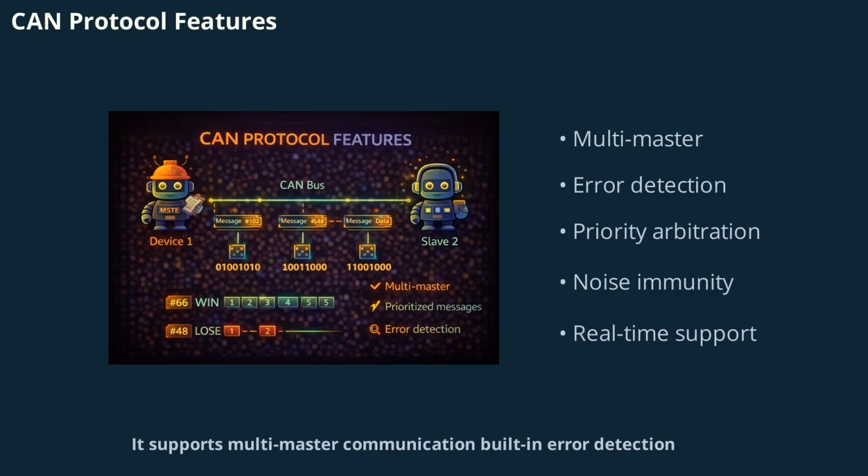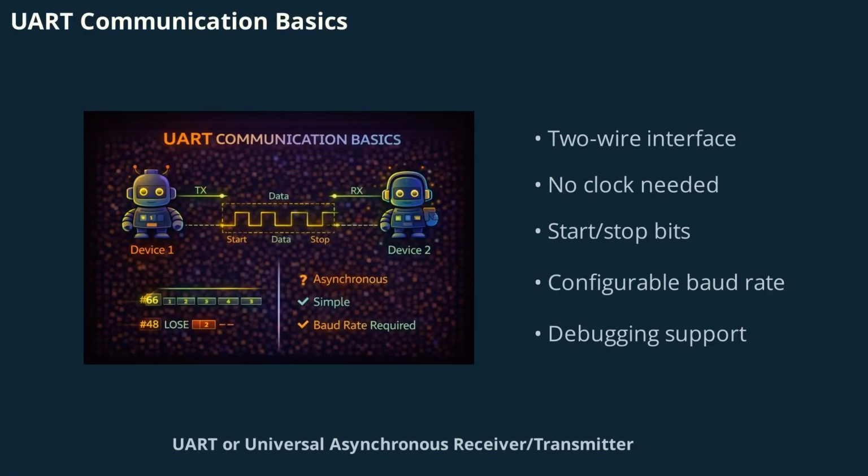CAN, or Controller Area Network, is a robust message-based protocol designed for automotive and industrial applications. It supports multi-master communication, built-in error detection, and priority-based message arbitration. CAN is known for its high noise immunity and real-time capabilities, making it ideal for distributed control systems in harsh environments.